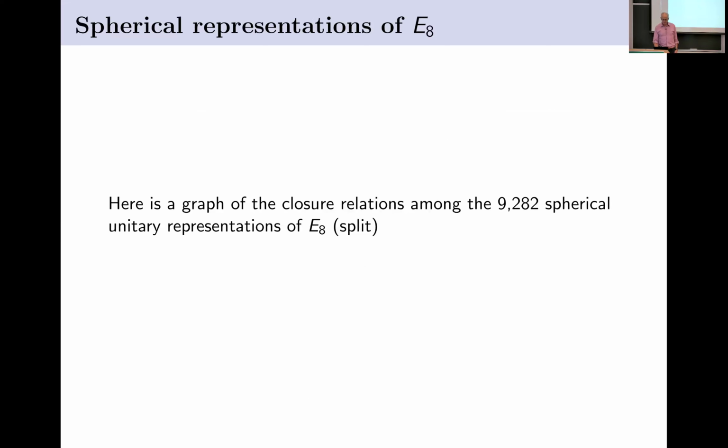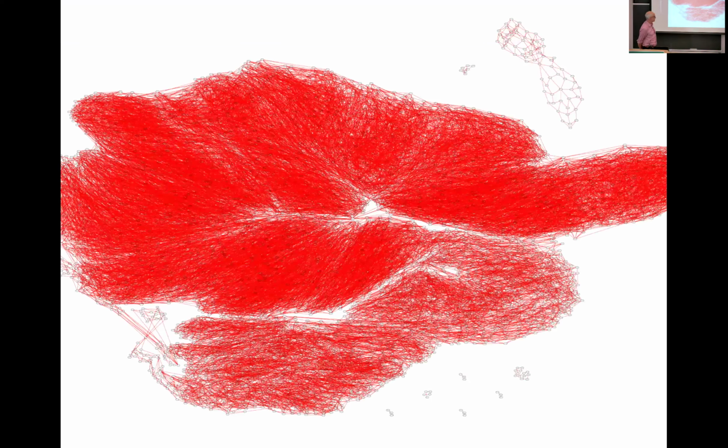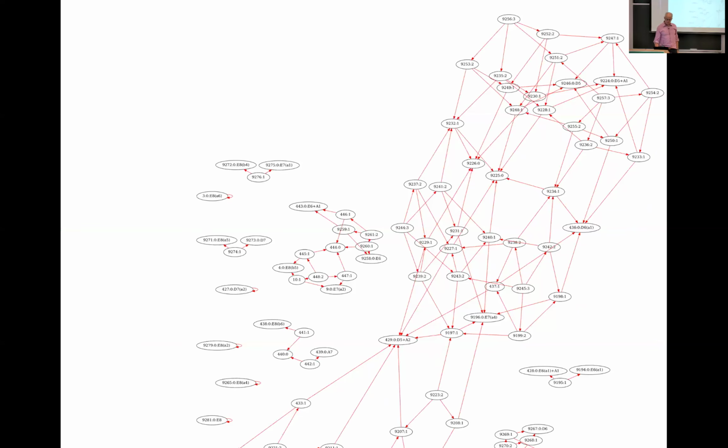So here's a picture. These are the 9,282 spherical unitary representations of E8 and their closure relations among them. Obviously there's a huge blob, which is hard to understand, but even the blob has some interesting structure in it. And then there are these other isolated pieces. Here's a closer look at the isolated pieces. For example, that's the trivial representation, which is isolated in the spherical unitary dual. I'll zoom in one more time.